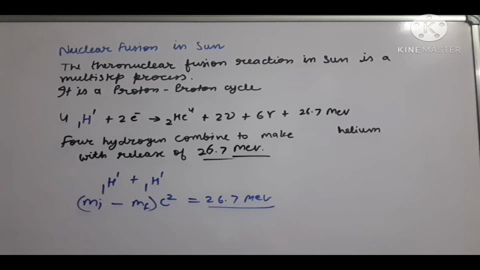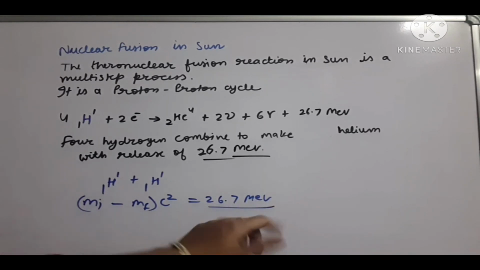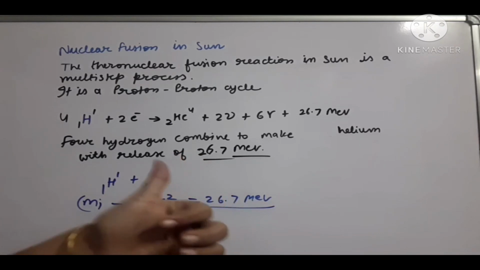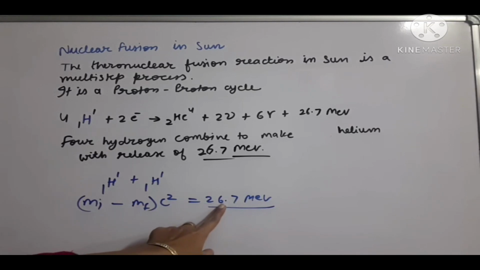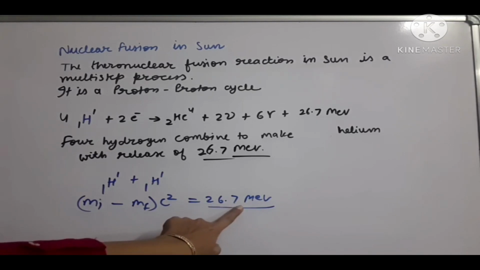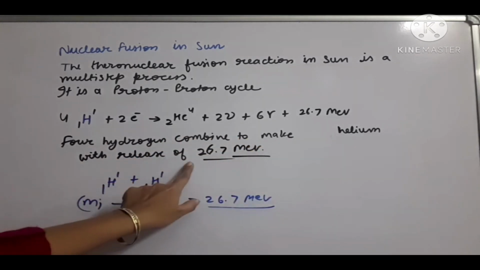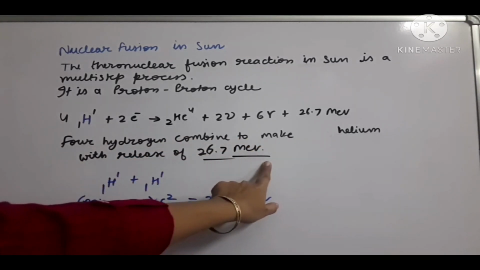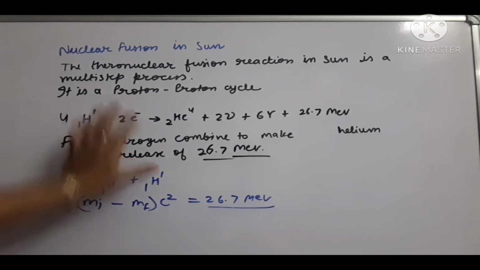So how much energy is produced in the nuclear fusion reaction? 26.7 mega electron volt. Like in the fission reaction, 200 mega electron volt was produced, and in the fusion reaction 26.7 mega electron volt is produced. So 4 hydrogen combine to make helium with the release of 26.7 mega electron volt. So this is all about the nuclear fusion reaction. We have studied the conditions, the problems, and the final reaction.